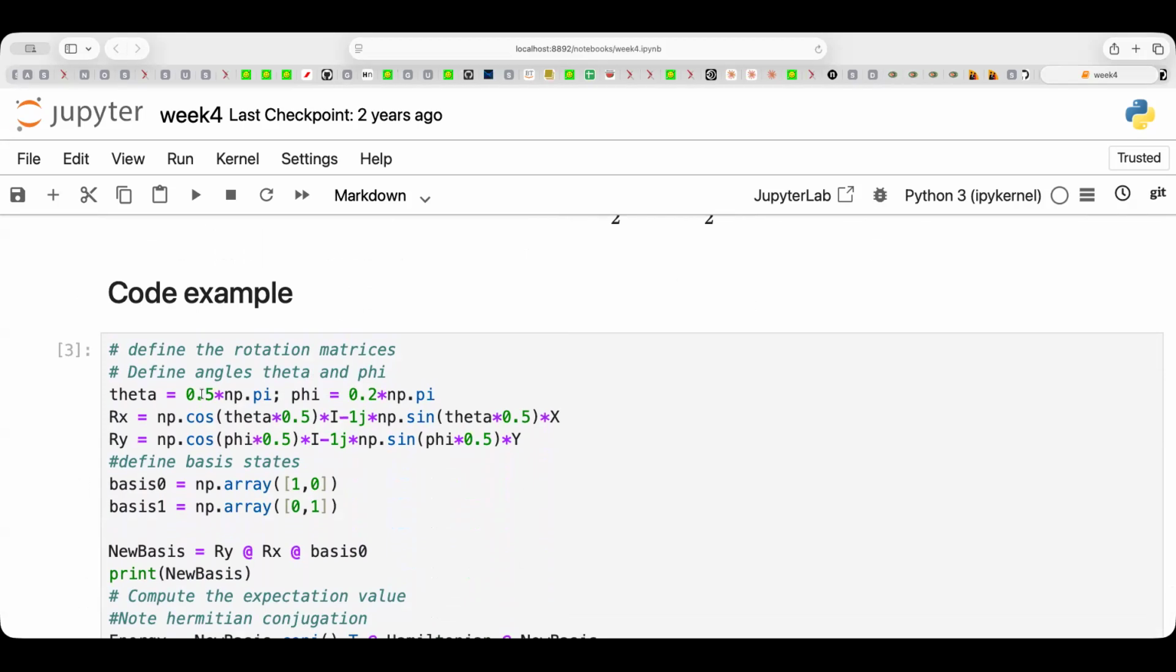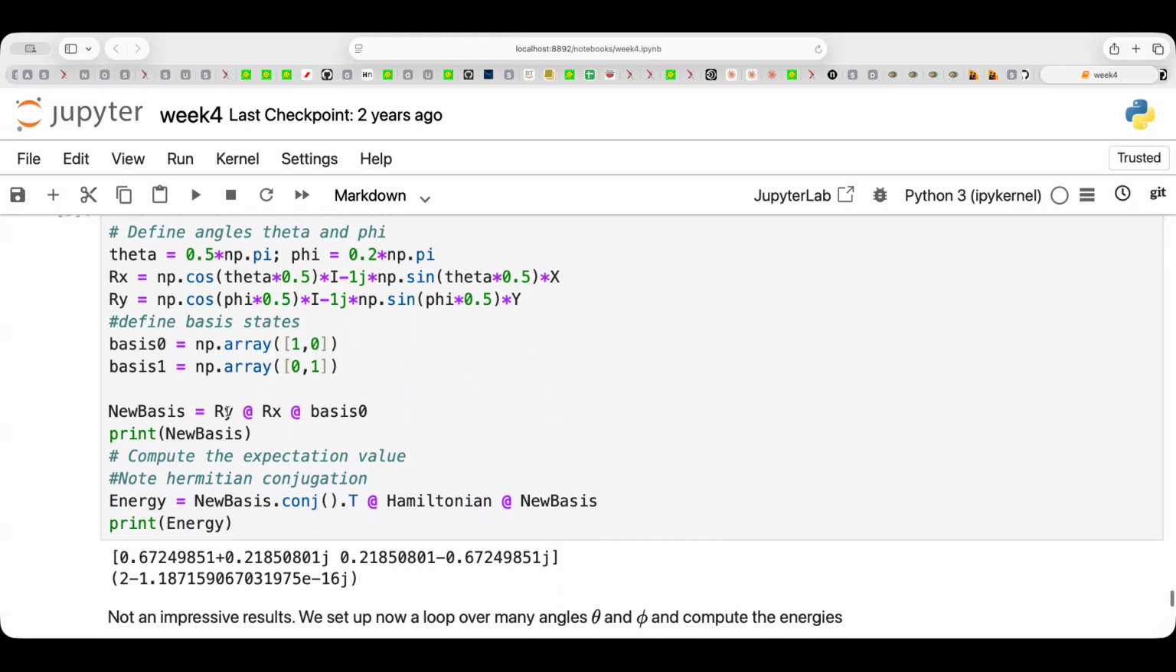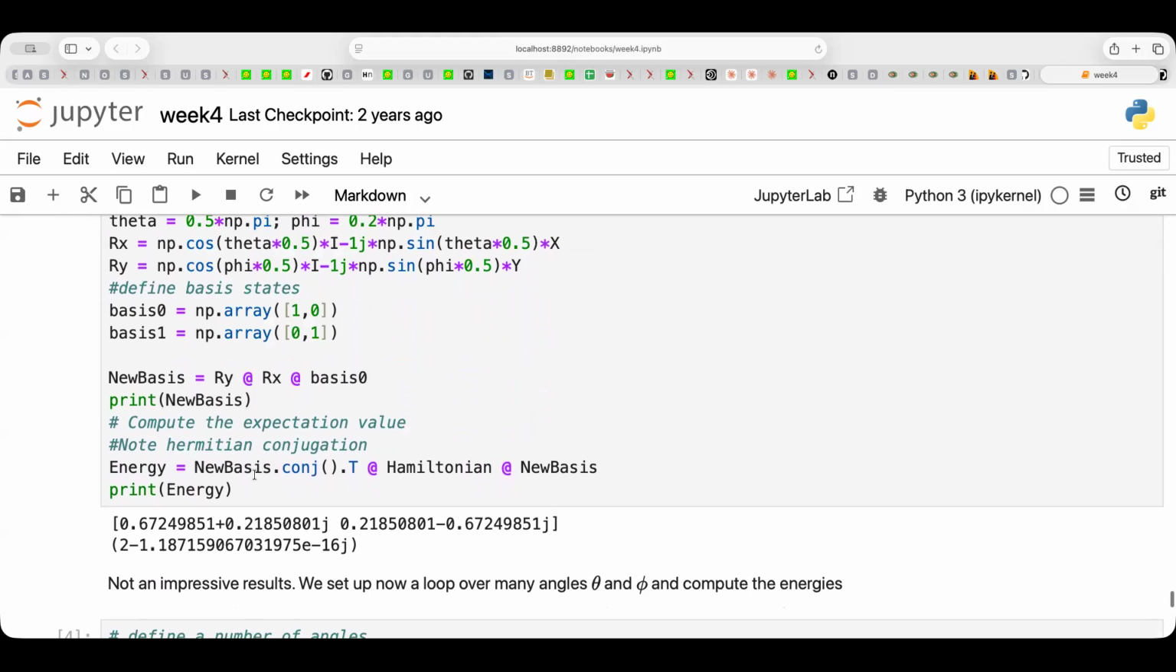Now I'm just fixing the angles. So I just give 2 random values, I just pick them randomly here. So theta of pi half and 0.2 times pi, okay? Just 2 values I picked on the fly. These are the rotations. This is my original basis, my computational basis. The new basis is now Ry times Rx times the basis. And then I take the new basis.